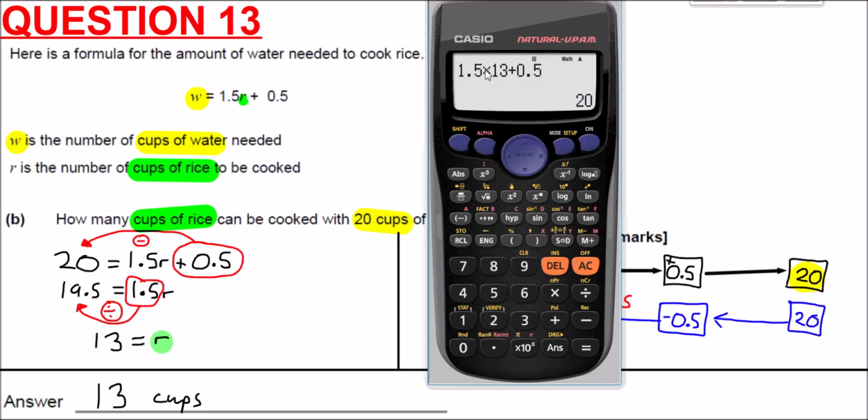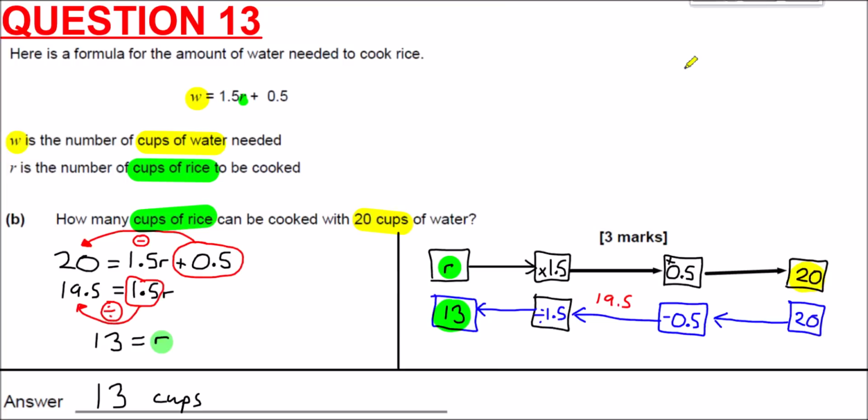So you could do it the long way, just using your calculator efficiently. So for question 13, I've just shown you there 3 different ways you might want to attempt that one. But that's all there is to say really about question 13.